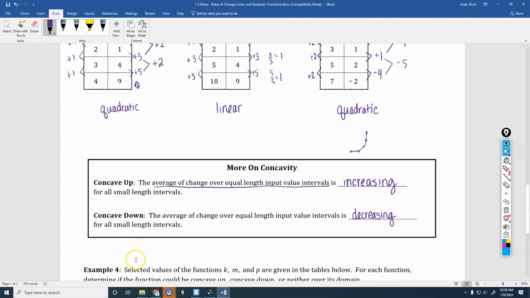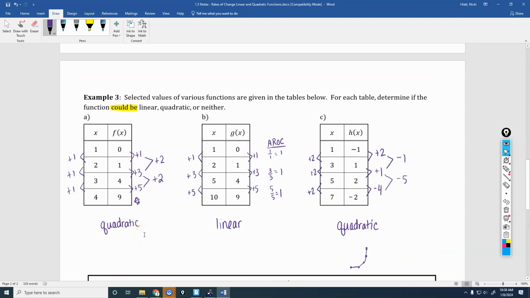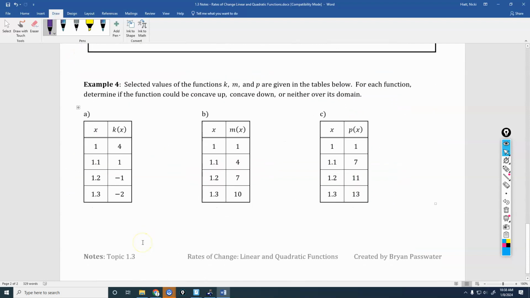So one thing that I'm going to ask you about this is I'm going to give you a table, and I'm going to ask you to tell me whether this would be quadratic, linear, or neither, right? Another thing I might ask you is I might give you a table, and I might ask you to tell me whether this is concave up or concave down, or could be concave up or concave down.